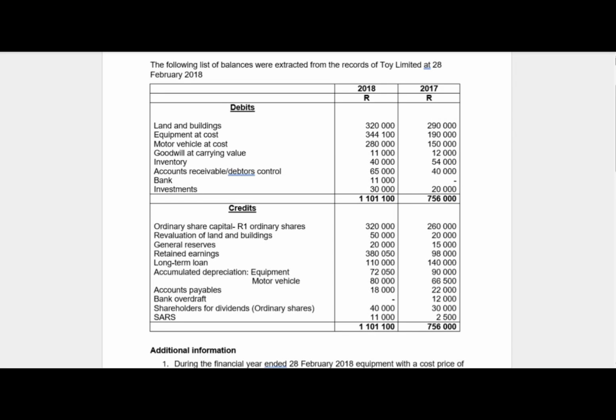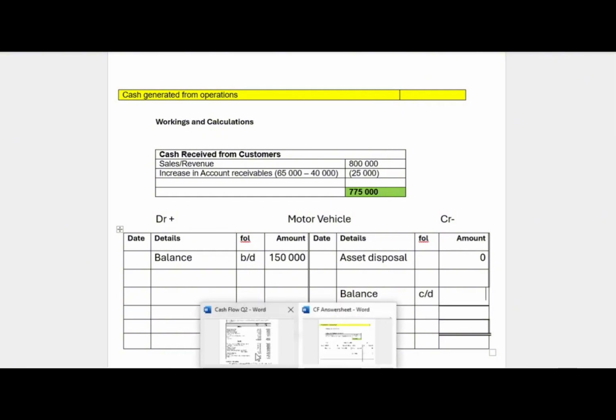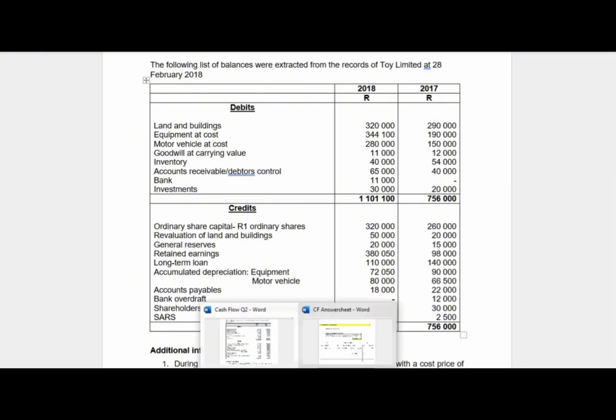Our motor vehicle at the beginning of the year is costing 150,000. There we go, 150,000. So it's going to be our opening balance, 150,000. And then balance carried down, balance at the end. Let's go and check how much is our balance at the end. Our balance at the end for vehicle is 280,000.